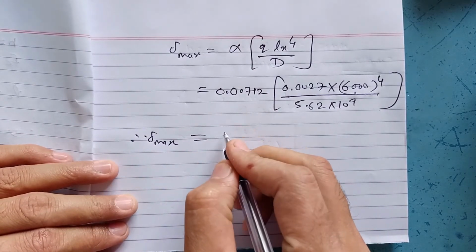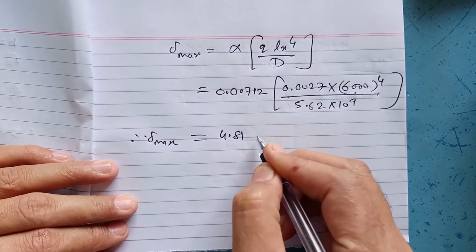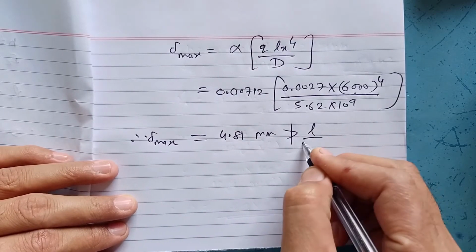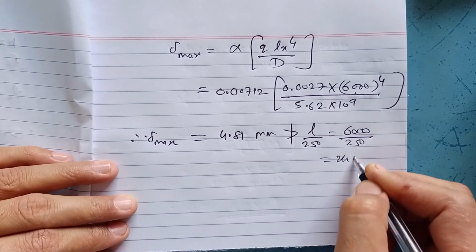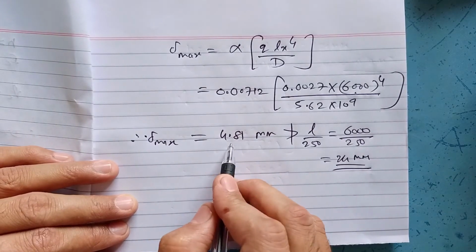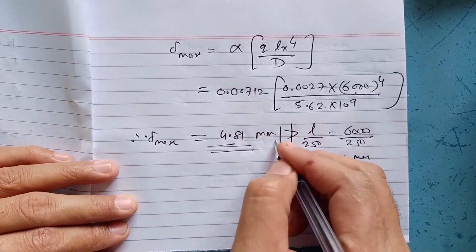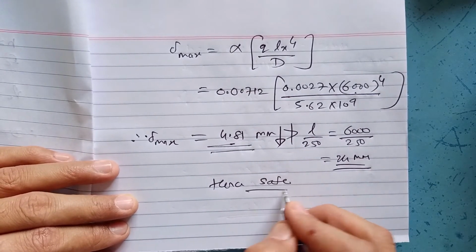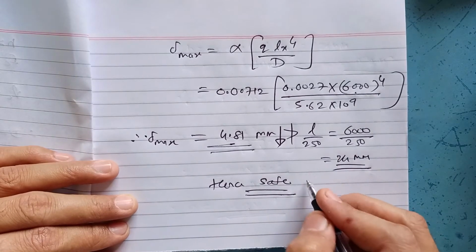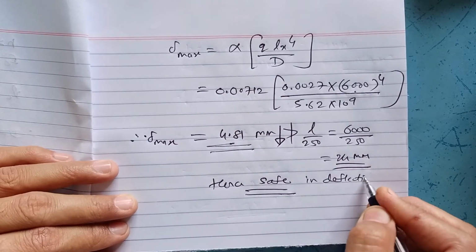Similarly, delta max comes after calculation as 4.81 mm, which is not greater than L by 250, that is 6,000 by 250, 24 mm. Hence the maximum deflection is 4.81 mm in downward direction, which is not greater than L by 250, hence safe in deflection.